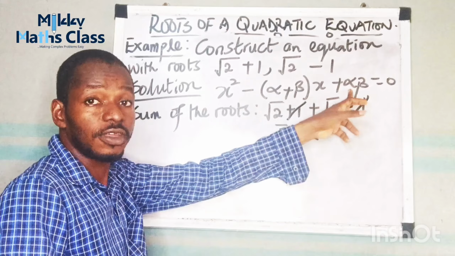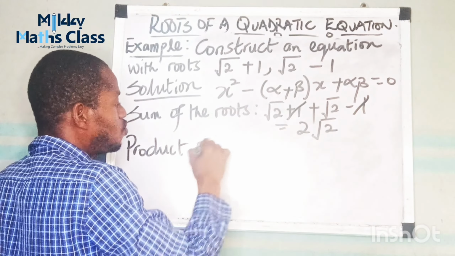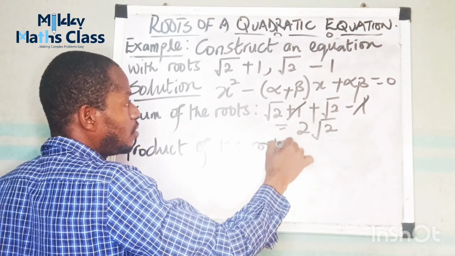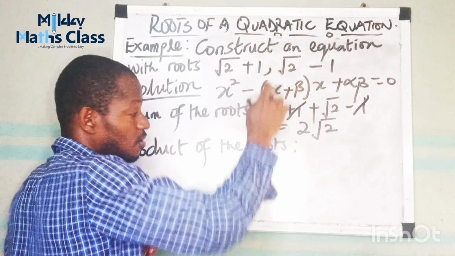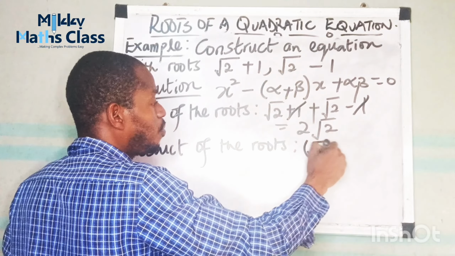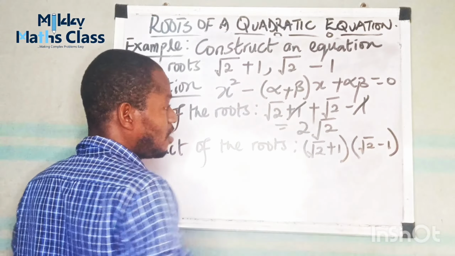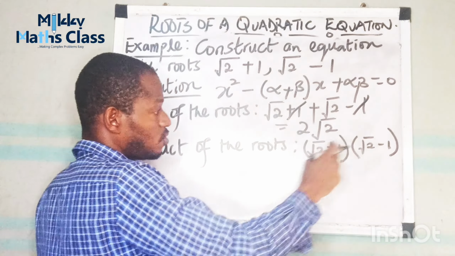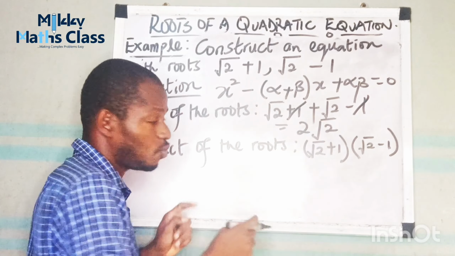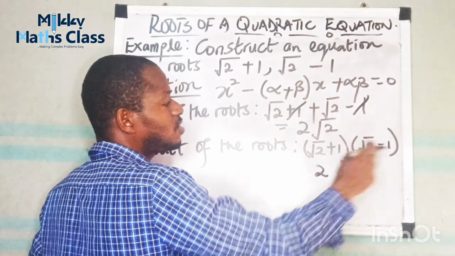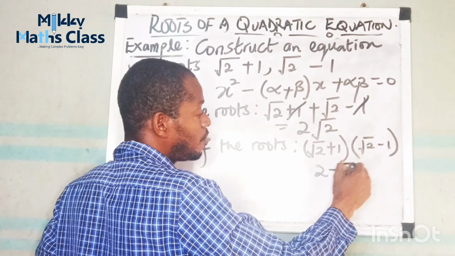Let's find the product of the roots, that's our alpha beta. The product, we multiply these two things. That means our root 2 plus 1 times root 2 minus 1. Let's expand it. Root 2 times root 2 is root 4, and the square root of 4 is 2. So that's 2. Root 2 times negative 1 will give us negative root 2. We are done with this.